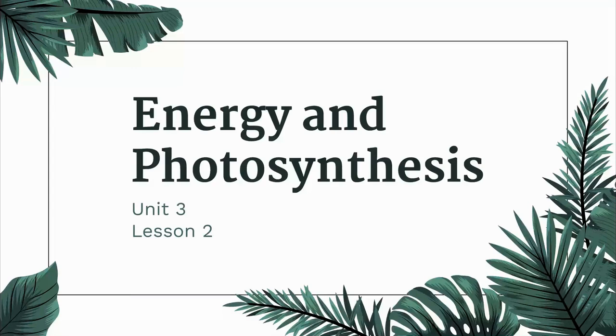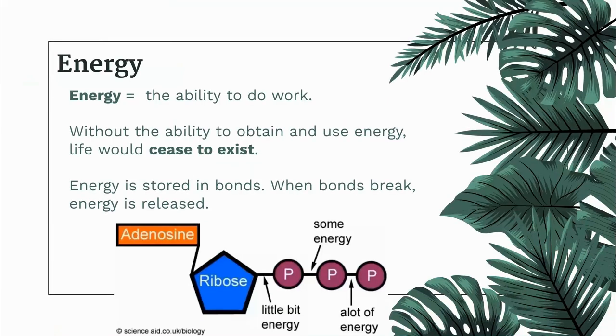Today, we're going to talk about energy first. Energy is the ability to do work. Without the ability to obtain and use energy, life would cease to exist. And for us to gain our energy, energy is stored in bonds of chemicals that we eat. So here we have this chemical: adenosine, ribose, and some phosphates. And in between each phosphate, there's a bond. And in those bonds, energy exists. So when a bond breaks, that energy is released out.